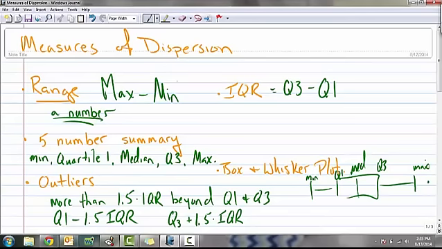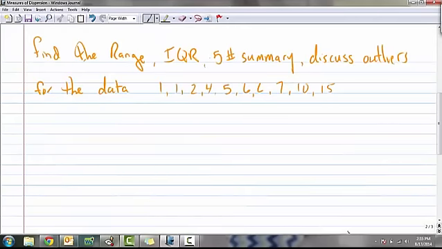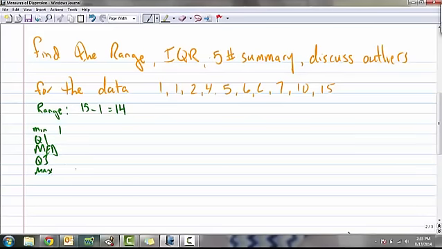So, enough talk, let's do a problem here. Find the range, the IQR, 5-number summary, discuss outliers for this data, and we're going to make a box and whisker plot too, just for fun. So the range, we find the range by taking the maximum minus the minimum. Our range is 14. 5-number summary, okay, so we're going to start crossing values off to find the median. We know the minimum is 1. We need Q1, median, Q3, and max. We know the maximum is 15.